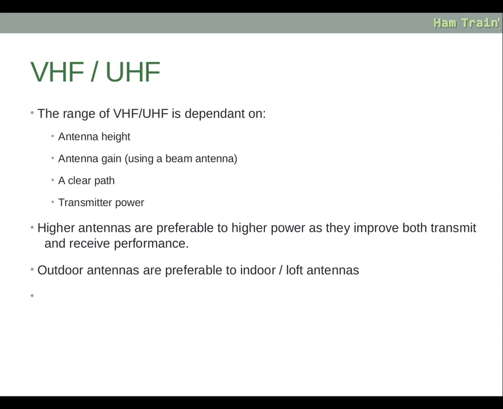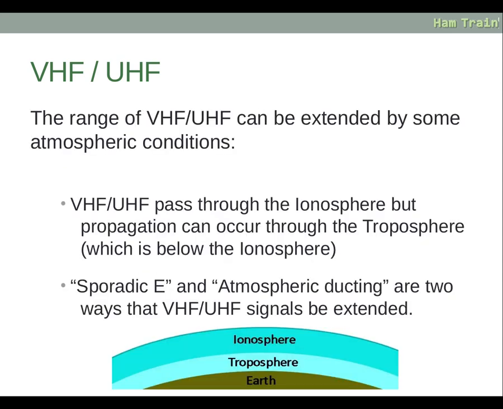Outdoor antennas are preferable to indoor or loft antennas as well, for the same reasons. The range of VHF and UHF can be extended by some atmospheric conditions as well. With VHF and UHF, they pass through the ionosphere, but propagation can occur through the troposphere, which is the lowest level below the ionosphere. Looking at the diagram here, you'll see the ground itself, the Earth, the troposphere, which is the low-lying areas, and then the ionosphere sitting on top.